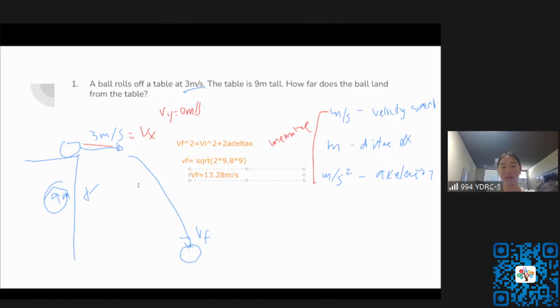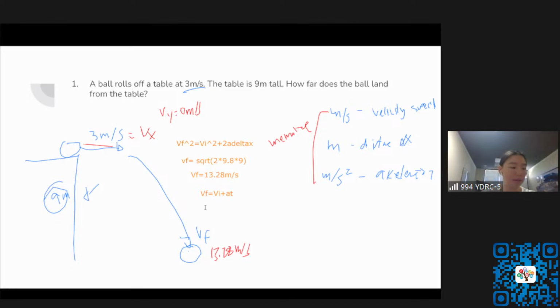So when you're calculating final velocity and time, we're only dealing with air time, and the only thing that gives air time is vertical velocity. So we don't care about this 3 meters per second here. V final is 13.28 meters per second, right? We want to know how much time it takes to get down there, because that'll give us the air time. So we do V final equals V initial plus at. And similarly here, V initial is 0 meters per second because it doesn't have any vertical velocity.